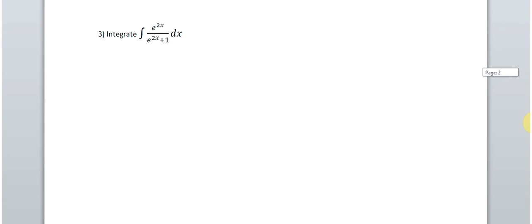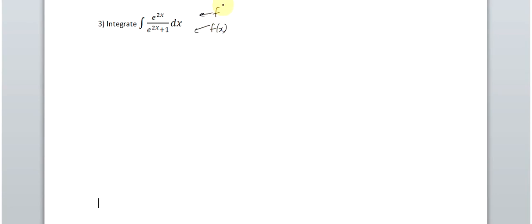Okay, almost there. Right, what's this one? Well, this one, to me, looks like a substitution problem. Although it could be a standard pattern problem. In fact, it certainly is a standard pattern problem. I'm going to treat it as a substitution. But you could treat this as a standard pattern in that what you've got here, if you've got f of x on the bottom, you've got f dash of x on the top, so you could use that pattern.